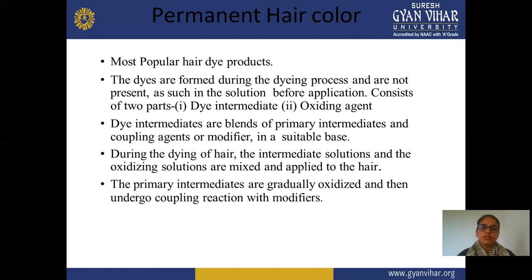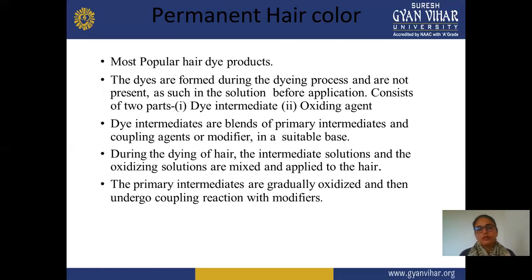And these dyes are formed during the dyeing process and are not present as such in the solution before application. Means the dye is formed by a certain process. You convert it into solution form before application, and it contains two parts. Means two solutions or two powders are available in the permanent dye. Before applying, you convert it into solution form and mix these two parts. Of these two parts, one is dye intermediate and the second is oxidizing agent.